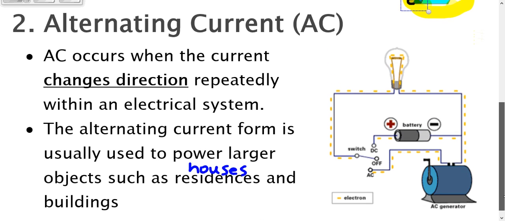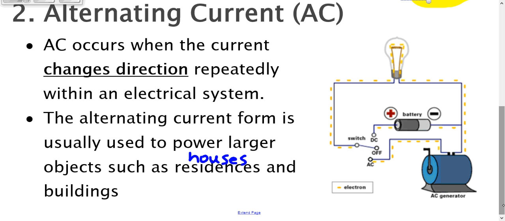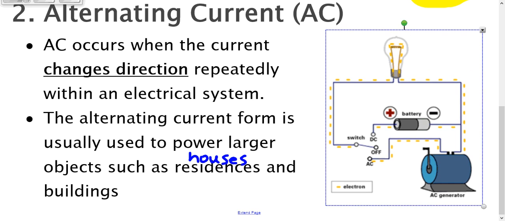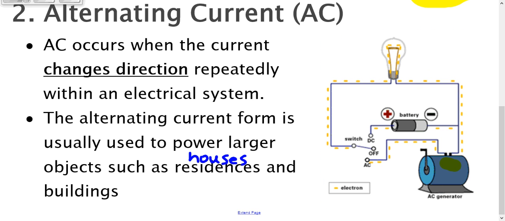Alternating current occurs when the current changes direction repeatedly within an electrical system. Alternating current is usually used to power larger objects such as residences, which is a fancy word for houses, buildings, that sort of thing. So the current would go in one direction for some way, and then it would reverse and go in the other direction.